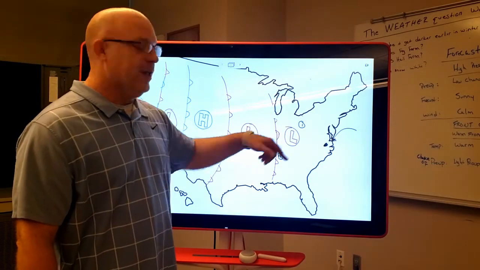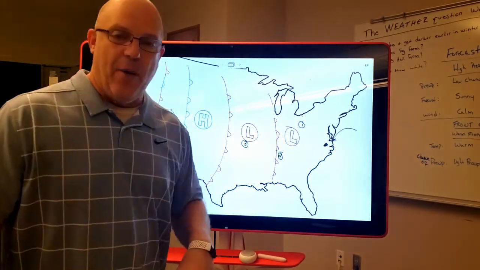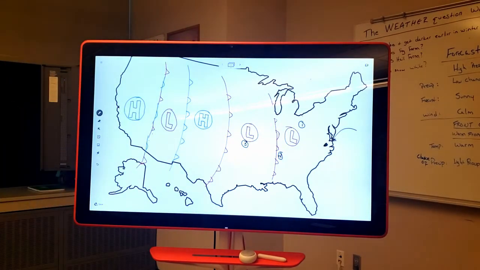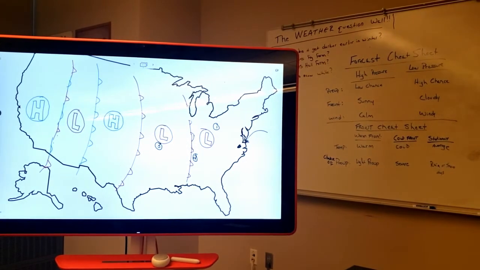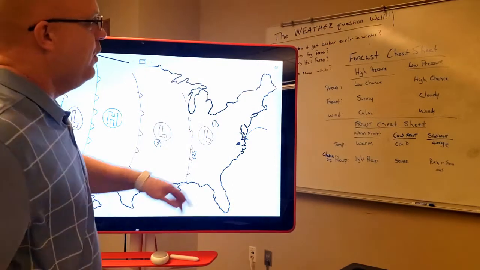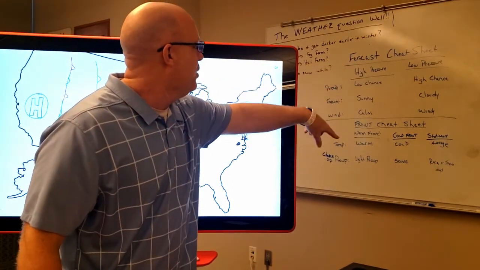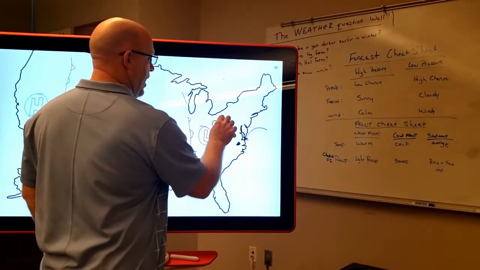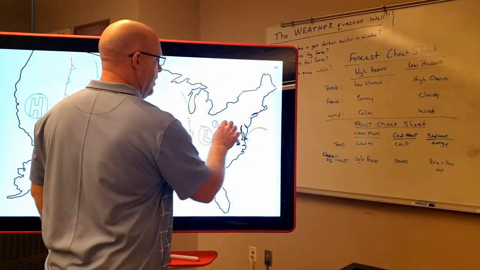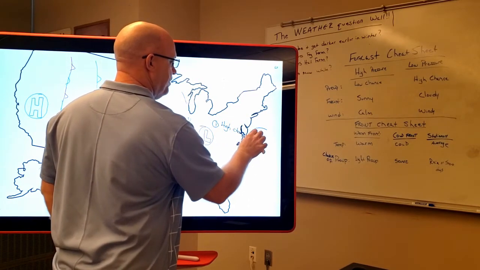So if I'm looking at this, number 1, well, it's a low pressure system. Now I need to go back to my cheat sheet over there, and you can see low pressure. What is the precipitation for low pressure? Well, it says high chance. So I write down a high chance of precipitation.